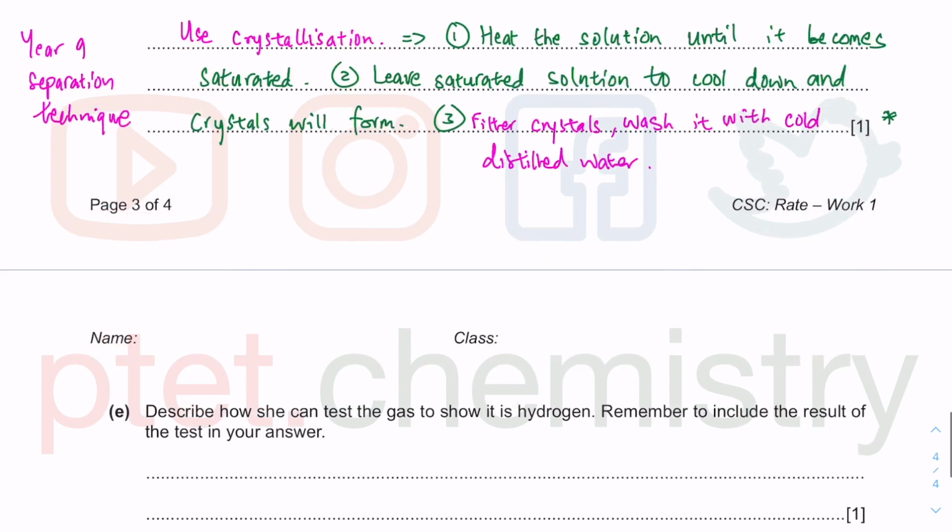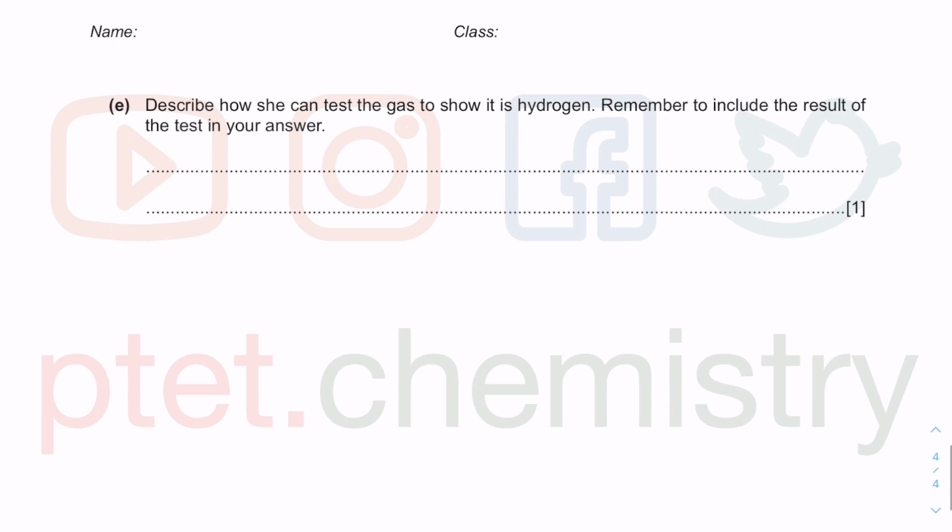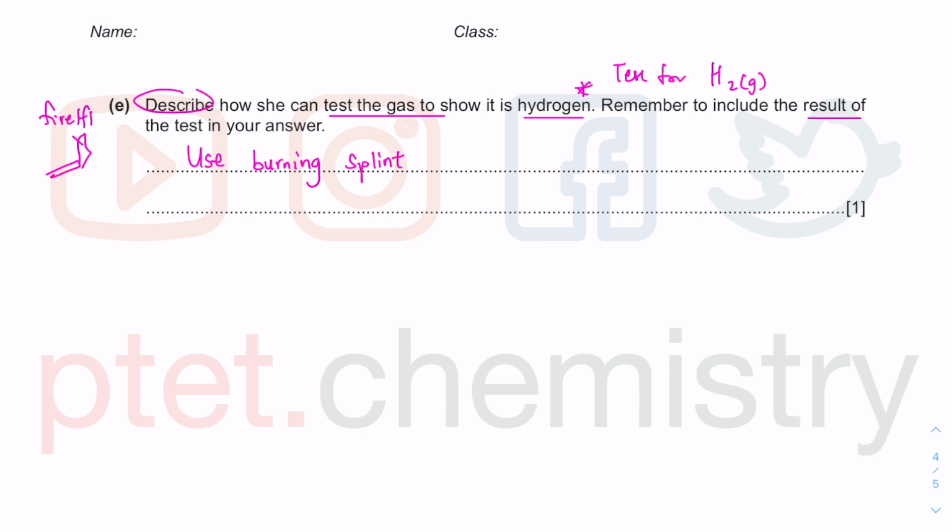All right. Now, very last thing, describe how she can test the gas to show it is hydrogen. So this is a test for hydrogen gas, H2 gas. Remember to include the result of the test. So to test for hydrogen, you use a burning splint. A burning splint is the one where the fire is still on. You still have the flame. This is called burning splint.